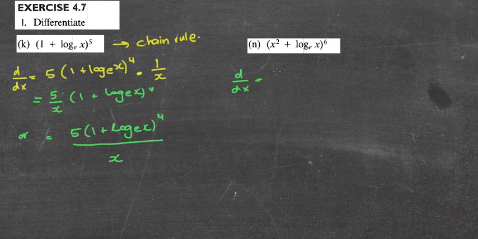Okay, so my chain rule. Bring the 6 down in front of the brackets. The function will stay the same inside, but I need to subtract 1 off my index. Now remember, this is the chain rule, so we multiply by the differentiation of what's inside the brackets. In this case I can differentiate both terms: x squared is just 2x, plus log e x we know to be 1 on x. That's my logs, and we're done.